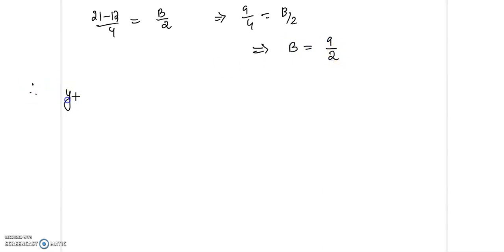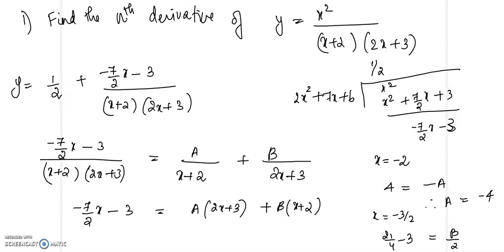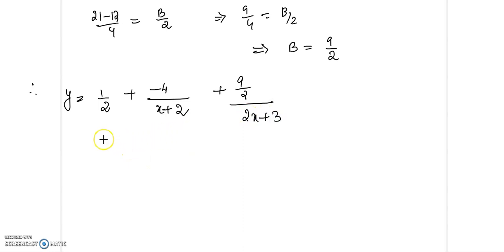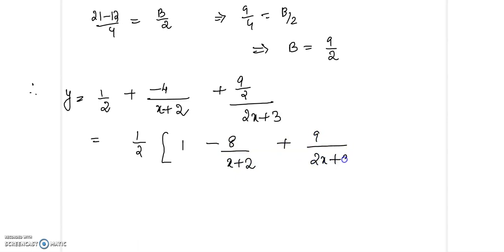So therefore y is equal to 1 by 2 into, plus a is minus 4, so minus 4 by x plus 2, and 9 by 2 by 2x plus 3. So if you take 1 by 2 outside, we will get 1 by 2 into minus 8 by x plus 2 plus 9 by 2x plus 3.